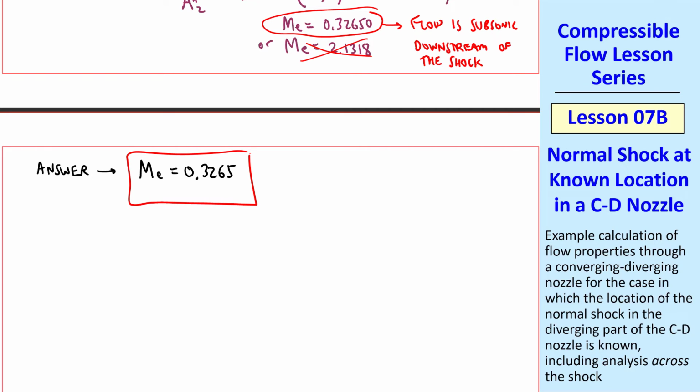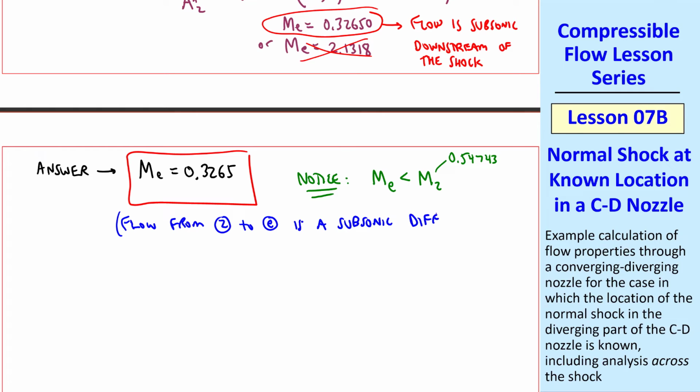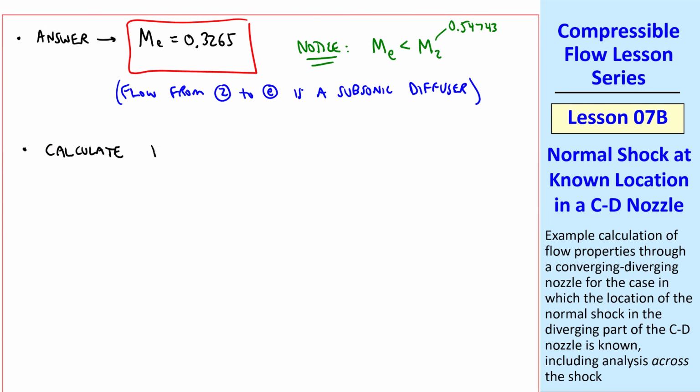to 4 digits here. Notice that ME is less than M2, which was 0.54743. This is because the flow from 2 to the exit is a subsonic diffuser, where Mach number goes down, but pressure goes up. Now let's calculate the exit pressure, PE, which is also equal to PB, since it's subsonic flow and there's no flare-out or shock cells or anything like that. We'll just get a subsonic jet coming out.